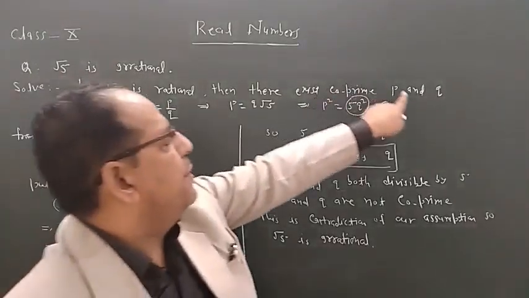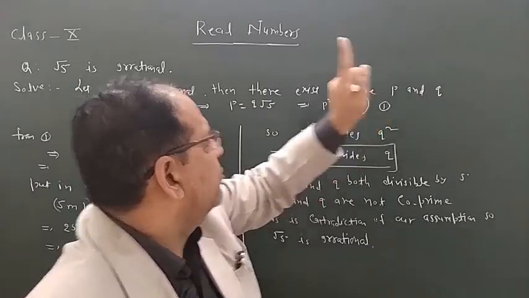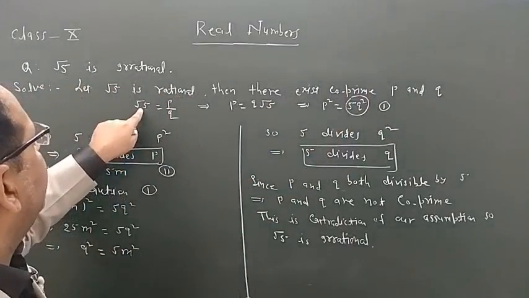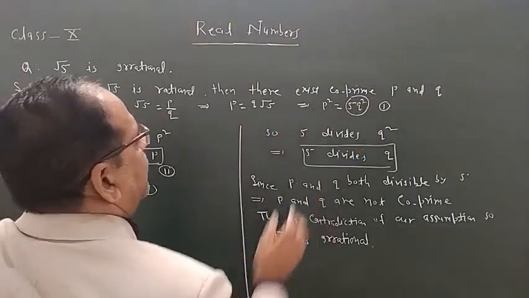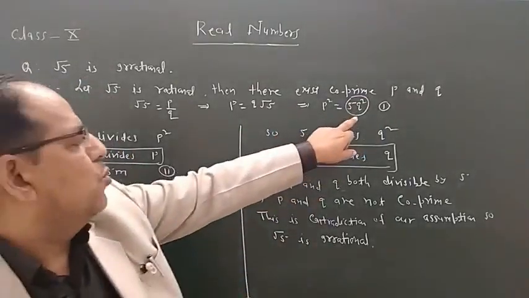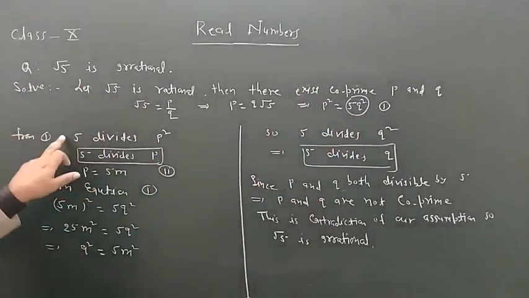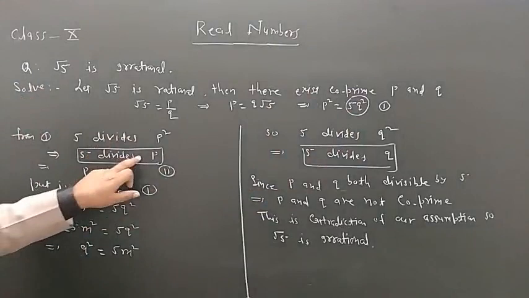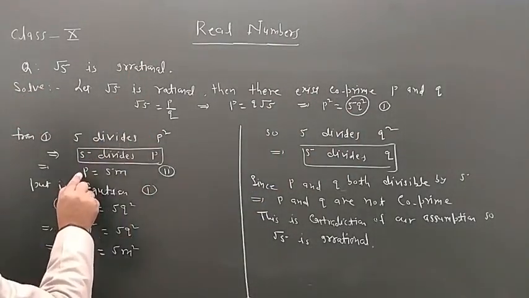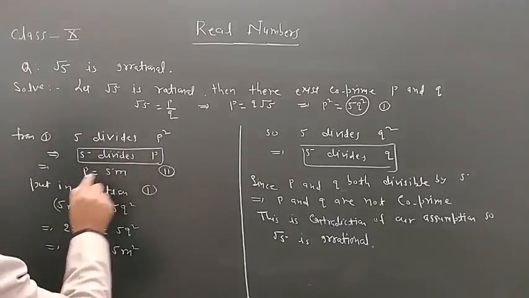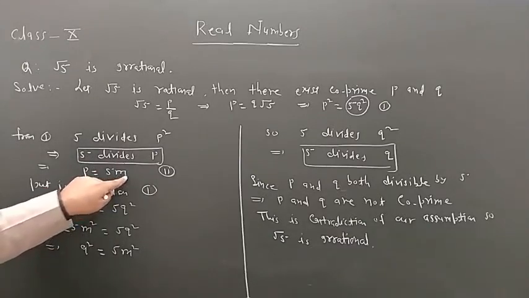Then there exist co-prime p and q, that means the only common factor is 1. Can we express root 5 equal to p upon q? That means p equal to q root 5, p square equal to 5q square. This way of writing shows that 5 divides 5q square, that means 5 also divides p square. So 5 divides p square, and 5 divides p according to the theorem. If 5 divides p, then p can be expressed as a multiple of 5, so p equal to 5m for some integer m.